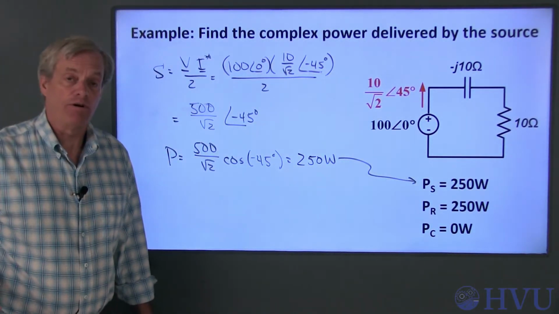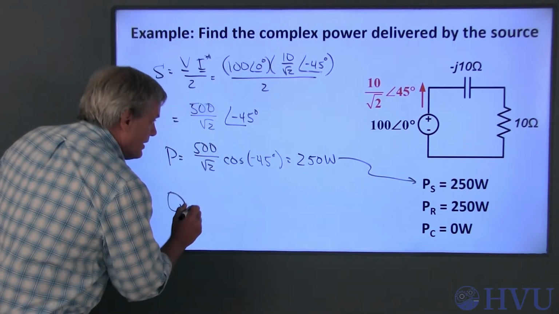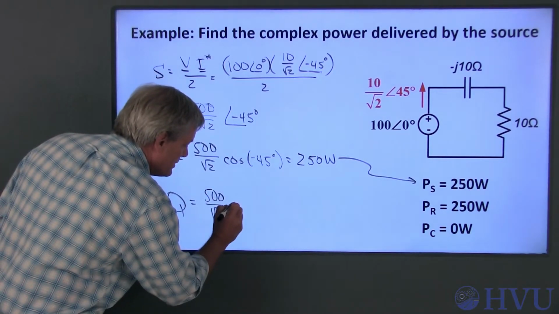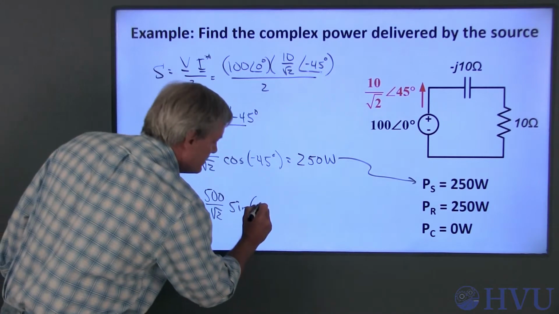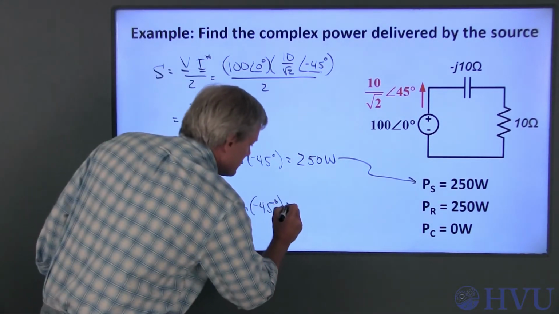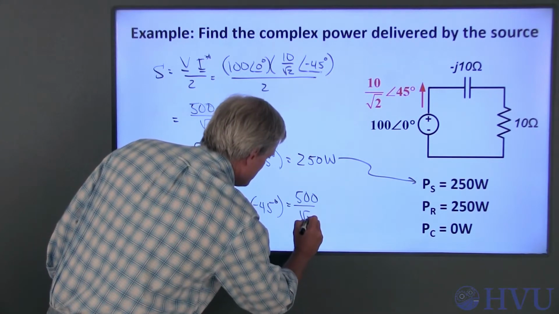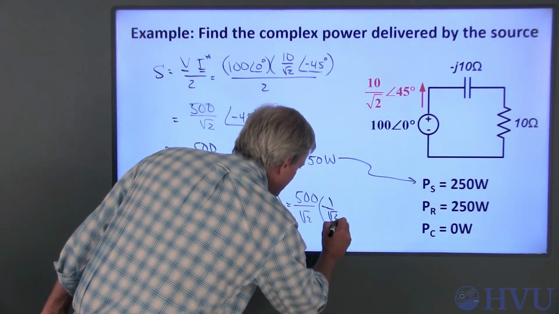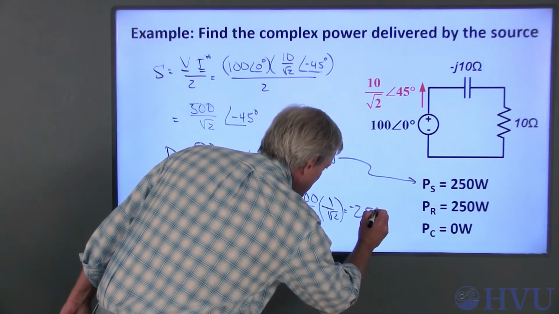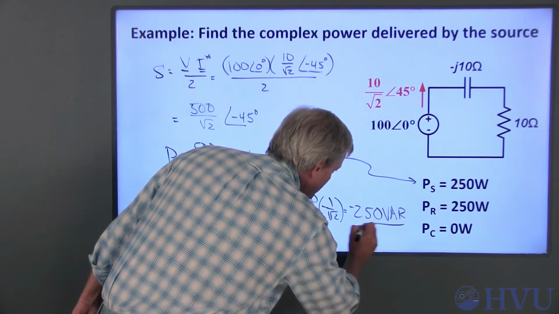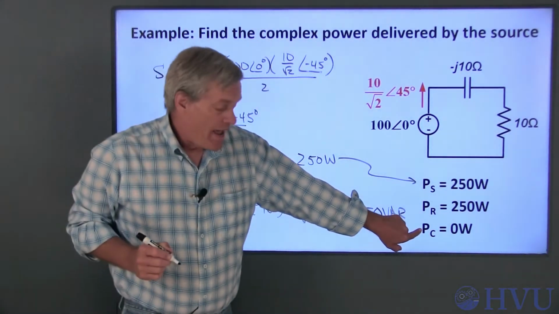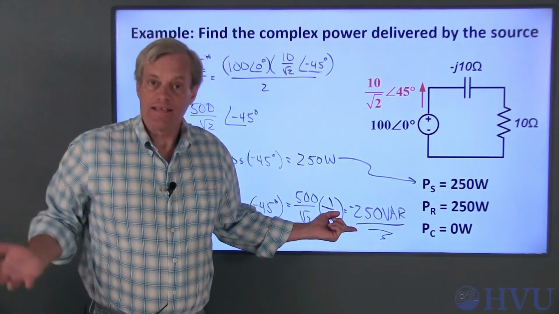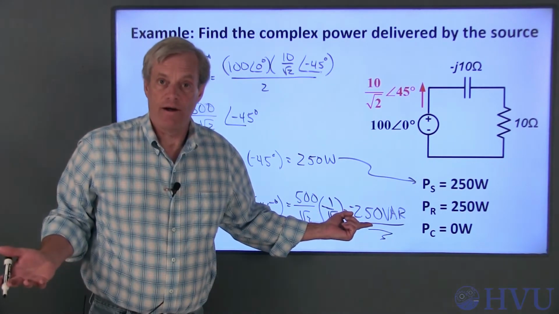That's the average power. The reactive power, however, Q, is still this amplitude, 500 over root 2, now times the sine of this angle, negative 45 degrees. So this becomes 500 over root 2. The sine of negative 45 degrees is negative 1 over root 2. So this becomes minus 250 VAR, volt amps reactive. So the capacitor has no average power, but that doesn't mean that it has no effect on the power in the circuit. It has a reactive power that's negative 250 VAR.